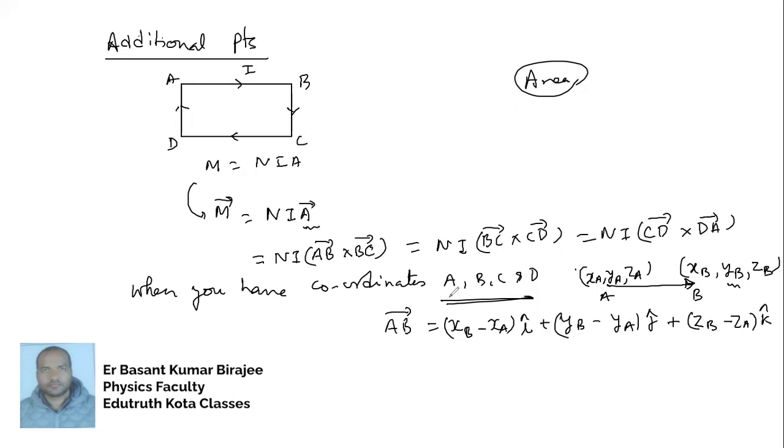Means when you have the coordinates of the 4 points, then you can represent each of the vectors, AB, BC, CD, DA, like this. Okay, this might be clear. It is very simple. So can I proceed forward? Okay, let's solve a problem, a small question for practice, and then we'll move to torque.